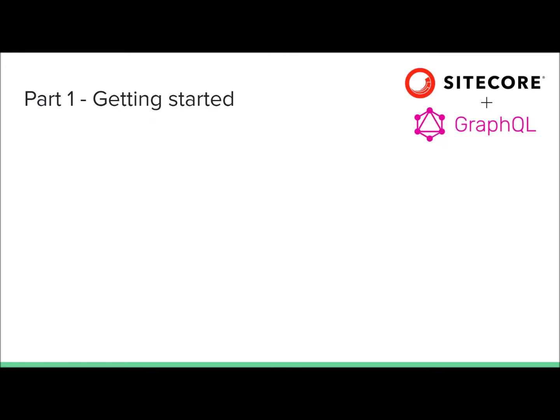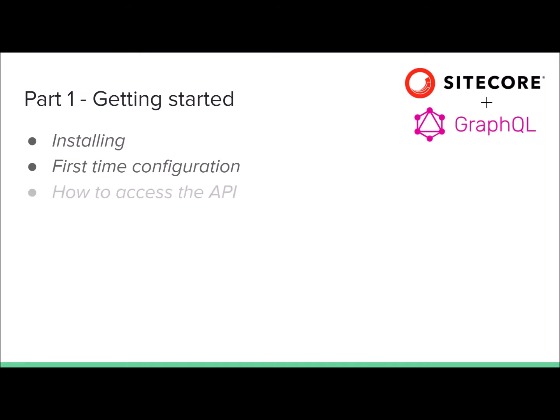As I said at the beginning, this video is the first in a series that I'll be releasing on using GraphQL with Sitecore. Today we're just going to look at getting started. Then in future videos we'll dig into more complex topics. So today we're going to be installing the necessary components to run GraphQL. What configuration we need to make to our Sitecore installation after we've installed it. How do we access the API? And running a query in the UI. So let's get started.